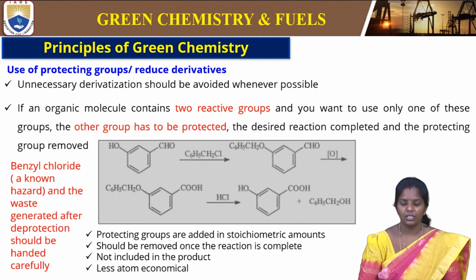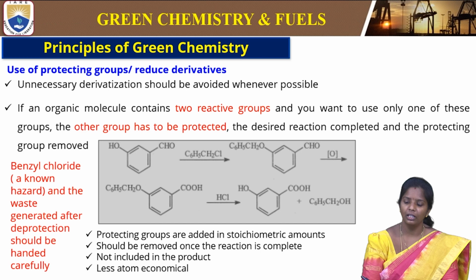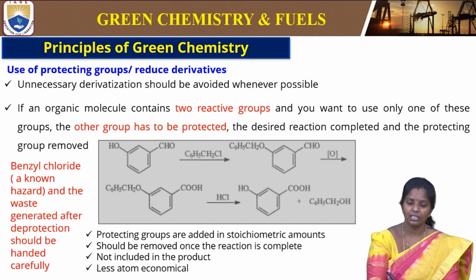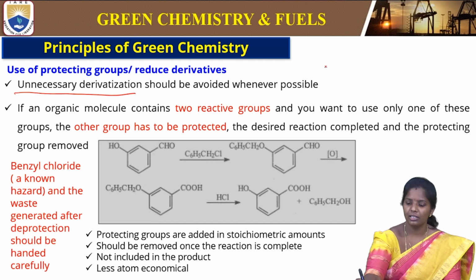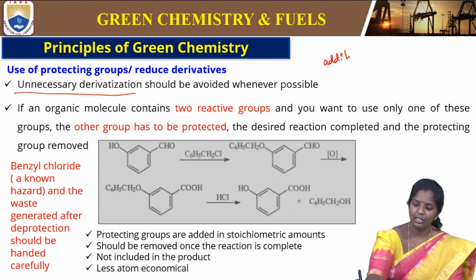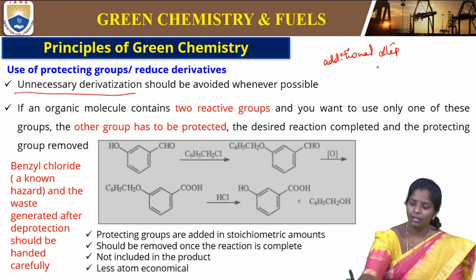Next comes the reduced derivatives or protecting groups. So what is the use of this method? Sometimes in chemical synthesis we use derivatization processes, wherein a particular group is protected so that the other group is used in the reaction. However, this unnecessary derivatization should be avoided, because it is an additional step in the chemical synthesis, and additional steps should be removed or avoided.